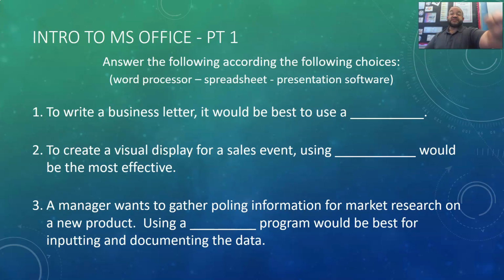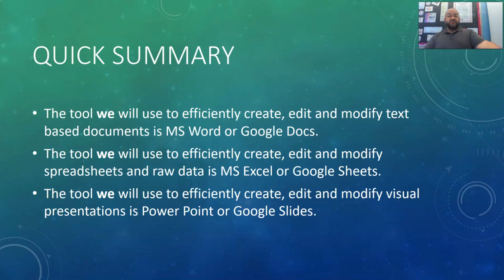On these activities, make sure you do some simple matching. There is a part 1. And then, of course, we have a quick summary here. And you know what? I'm just going to go over the quick summary right now.